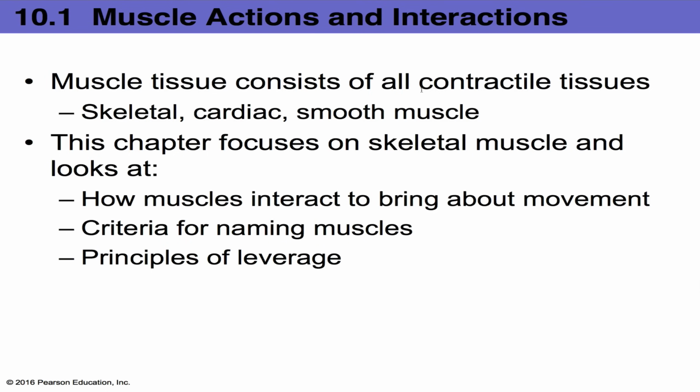Now, in this chapter we're going to be looking at skeletal muscle, and how muscles interact to bring about movement. In other words, how are we able to move our arm away from our body? How are we able to lift books up? We're also going to look at how muscles are named. What are the criteria that are used for naming the muscles? Also, we're going to be learning about the principles of leverage, which somewhat ties in with how muscles interact. These 2 things go hand in hand together.